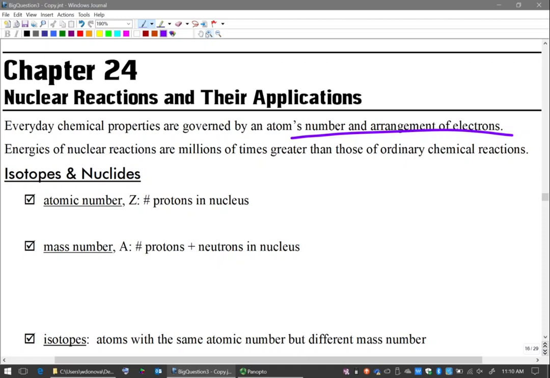But it actually brings in a few things that we've talked about before, and it's related to atomic structure. It's really important. The energies associated with nuclear reactions are millions of times or more greater than those of ordinary chemical reactions, and this is current events related.